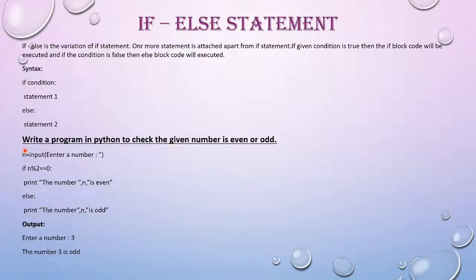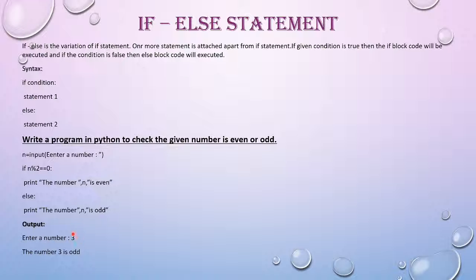So we will see this through a program. The program in Python to check the given number is even or odd. Okay, so again here firstly the input in n is taken, enter a number. Then if n modulus 2 is equal to 0, if the modulus of 2 comes to be 0, then the number is even. If it does not come to 0, means if this returns false, then print that the number is odd. So we'll check it by an example.